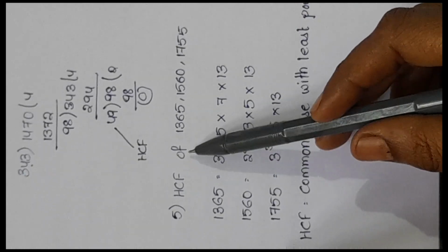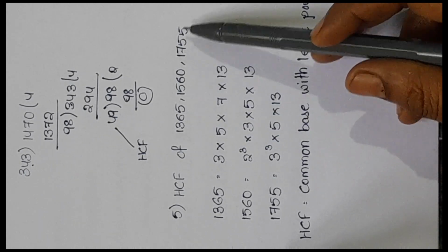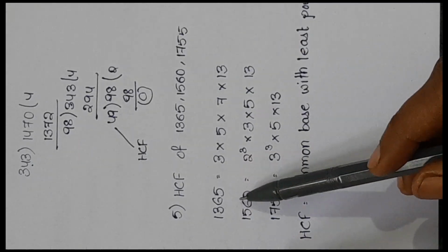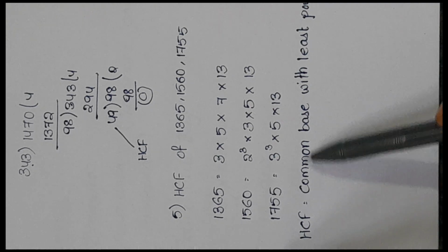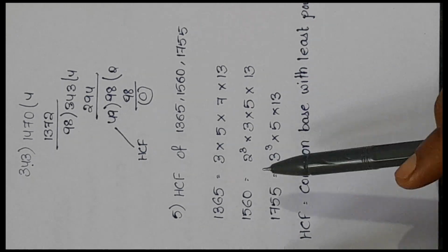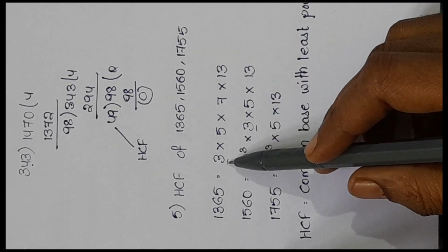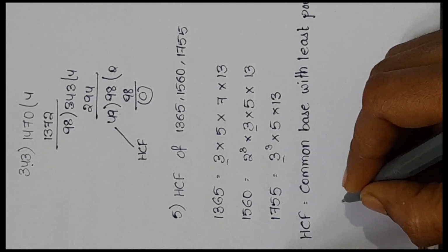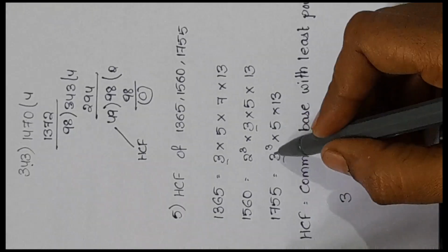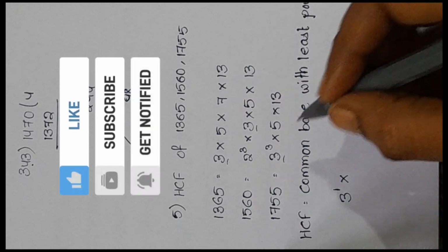Fifth question is HCF of 1365, 1560 and 1755. Here these are the prime factors of these three numbers. HCF is common base with least power. We should take only the common bases. Here 3 is common for all these three numbers. So take 3, but take with least power. Least power is 1.